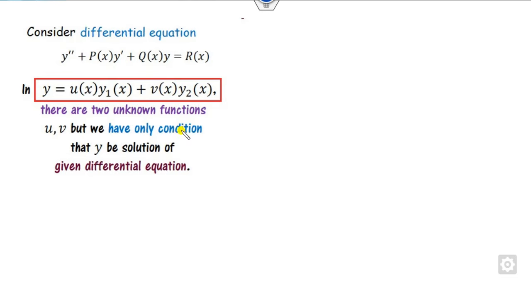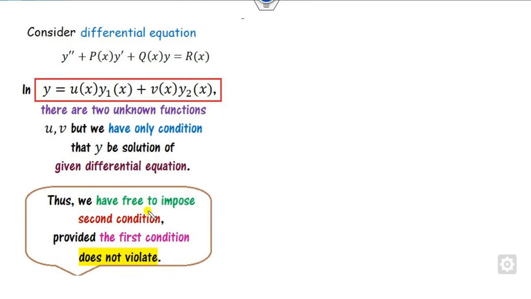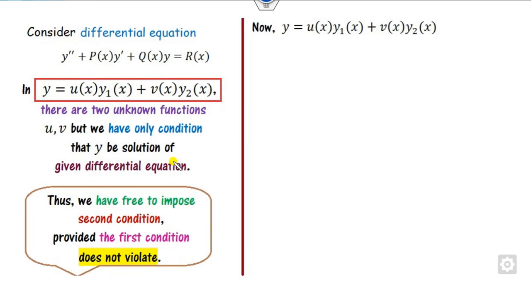Now how can we solve this? We consider this with the two unknown parameters u and v. We know this is one condition, so we are free to impose a second condition because there are two unknown parameters. Our target is to find the values of u and v. What you can do is very simple: substitute this value here. For that you need to calculate y dash and y double dash.